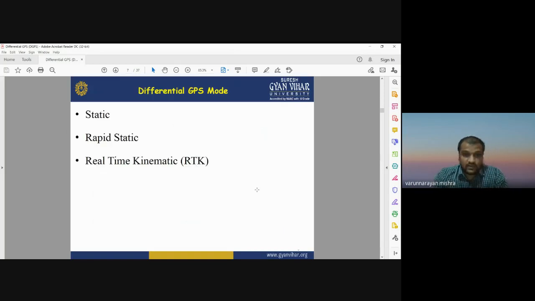Okay, so when we are talking about differential GPS, there are different types of surveying techniques. Three important surveying techniques are static, rapid static, and real-time kinematics. These three are the most commonly used surveying methods using differential GPS. So first we will discuss the static DGPS survey.